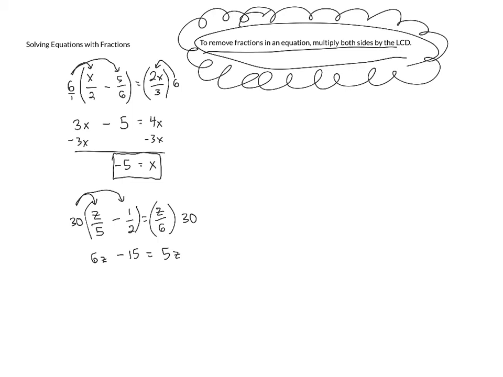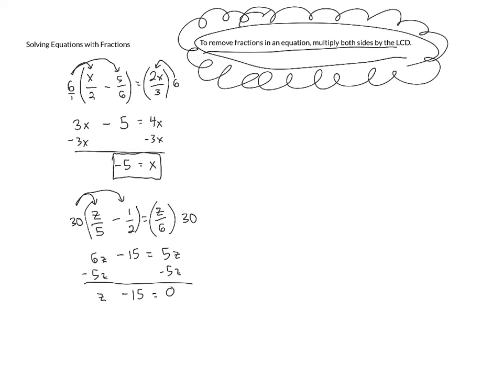Again, we have variables on both sides. We need to get rid of one of these variable terms. I'm going to subtract 5z from both sides. And the reason I'm going to do that is because I like to end up with positive coefficients. 6z minus 5z is 1z, or just z. We also have the minus 15 on the left. On the right, they cancel, giving us 0.